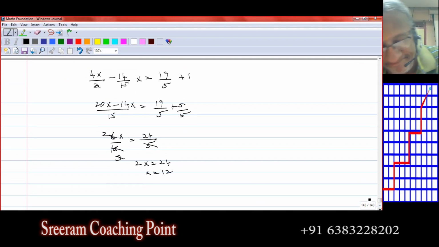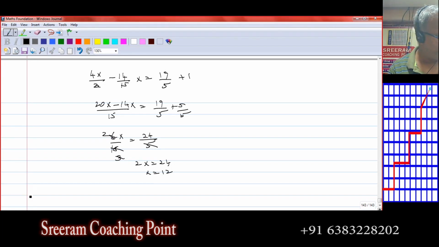Have you got it? Soumya, Manimala and Sanjana? Yes, sir. Manimala, got it? Yes, sir. Right. So that is the first equation example that we have worked.